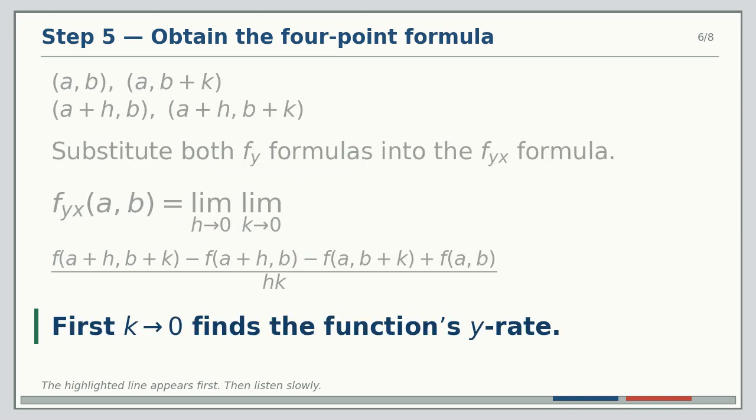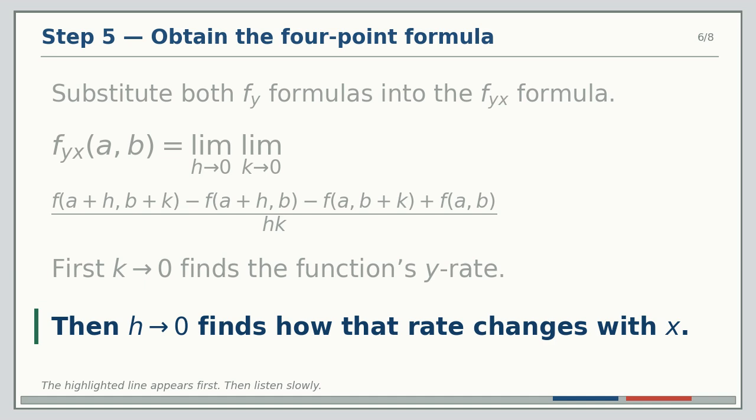First, k tends to 0. This finds the rate of change of the function with respect to y. Then, h tends to 0. This finds how that function rate changes with x.